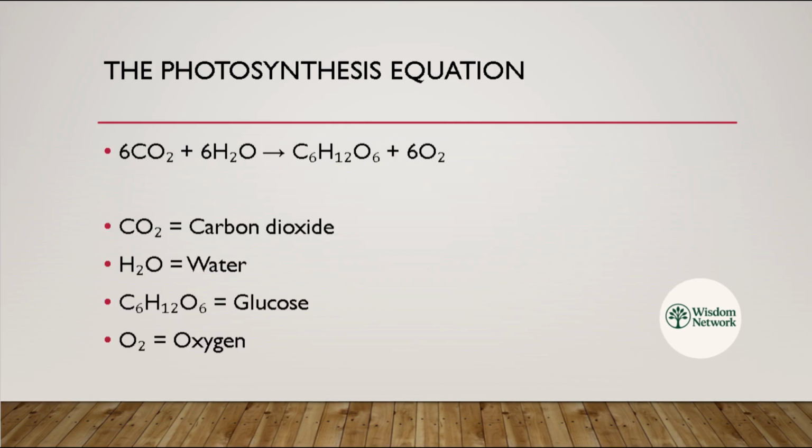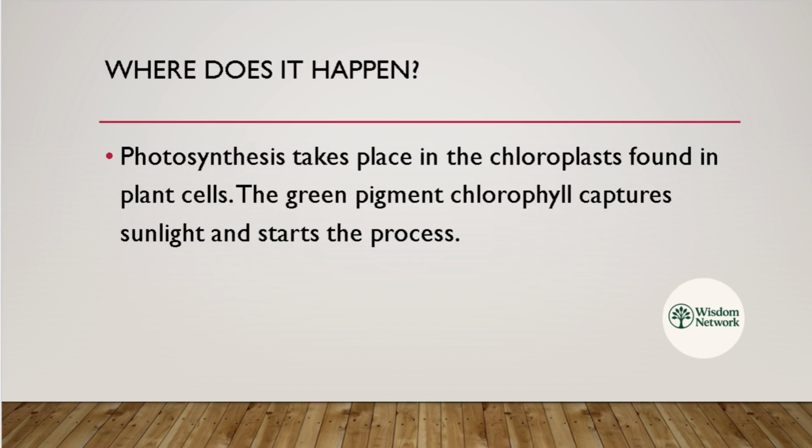The photosynthesis equation. The general equation for photosynthesis is 6 molecules of carbon dioxide and 6 molecules of water, in the presence of sunlight and chlorophyll, produce 1 molecule of glucose and 6 molecules of oxygen. As described by Britannica 2024, this process happens mainly in the chloroplast, where the green pigment chlorophyll captures light energy.